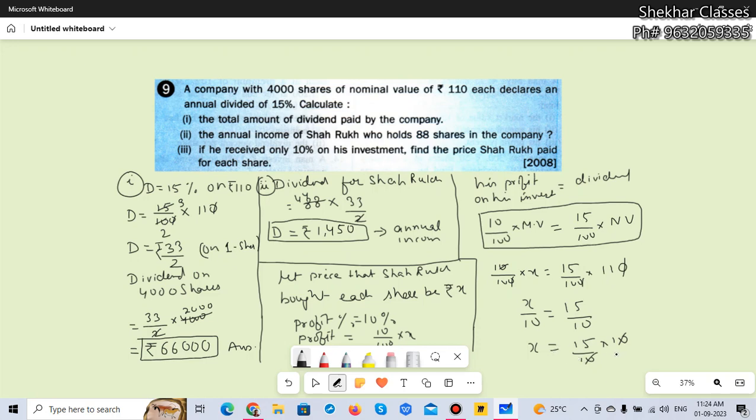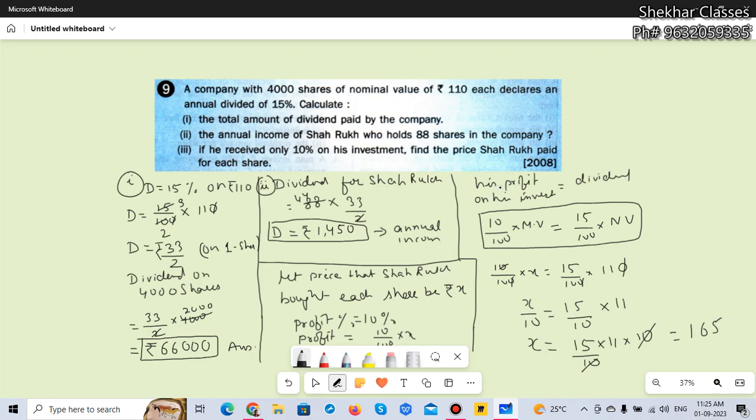I think we made some mistake, I believe. Yes, we have made a mistake here. I forgot to write that 11 in it. So I'll just calculate that. So X is equal to 15 upon 10 into 11 into 10 here. So this got cancelled. 15 into 11 is how much? 165. Simple.